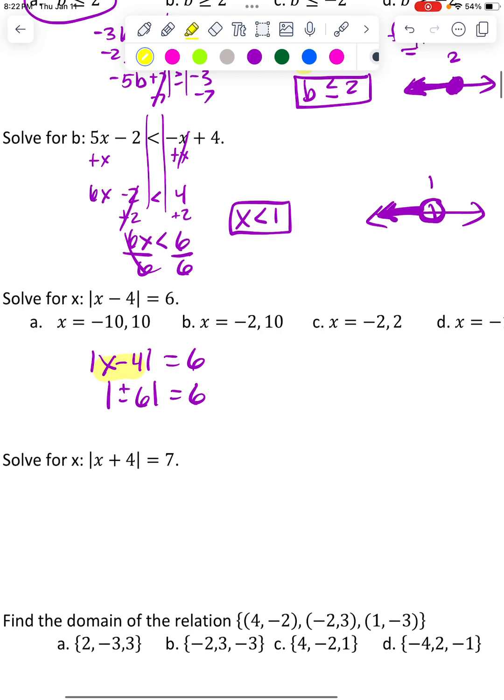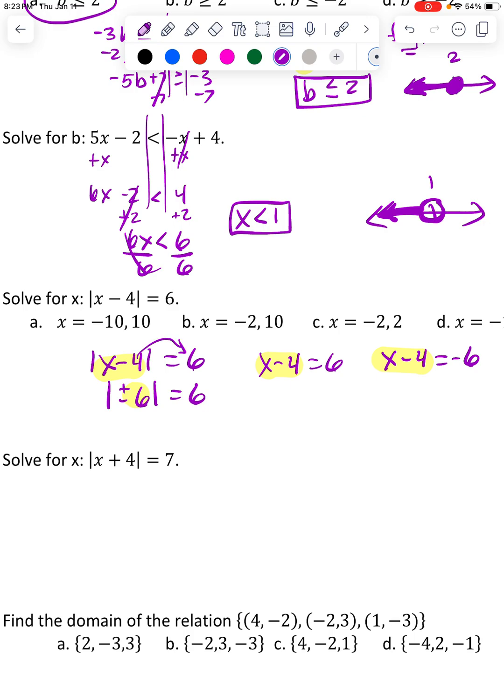I used to always tell my classes 2 bars mean you're going to get 2 answers. So I'm going to take my x minus 4, set it equal to 6, and I'm going to take my x minus 4 and set it equal to negative 6. You never change what's inside the bars. You always keep that the same. But you're saying, hey, whatever's in there could be a positive or a negative 6 because the absolute value of both of those numbers comes out to be the 6 that I need.